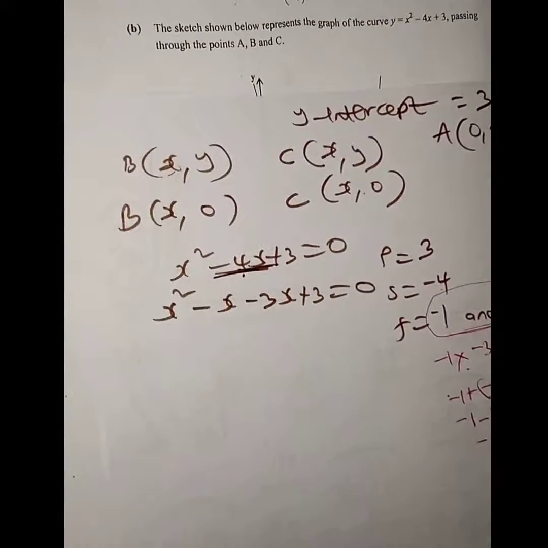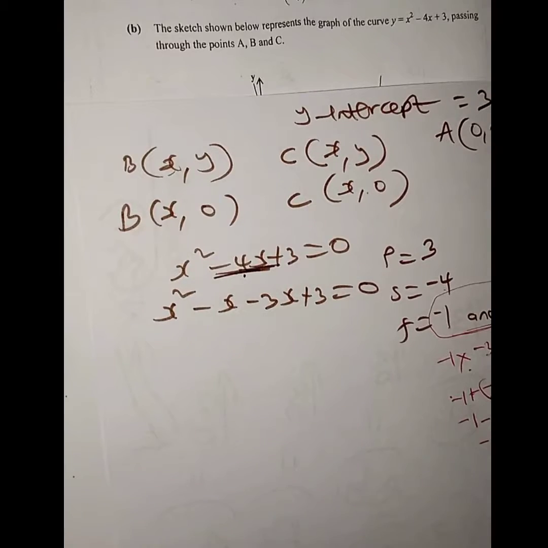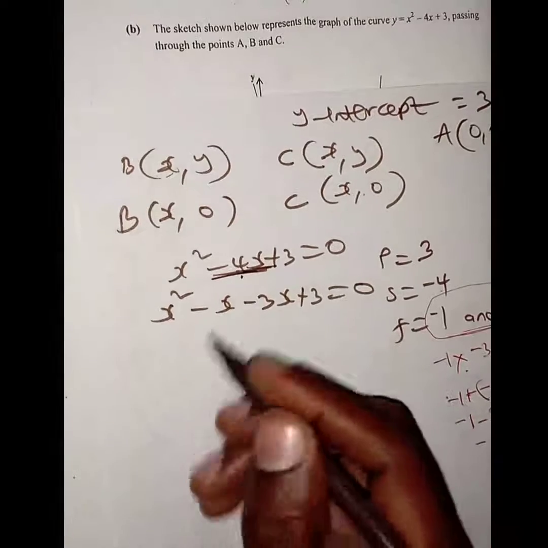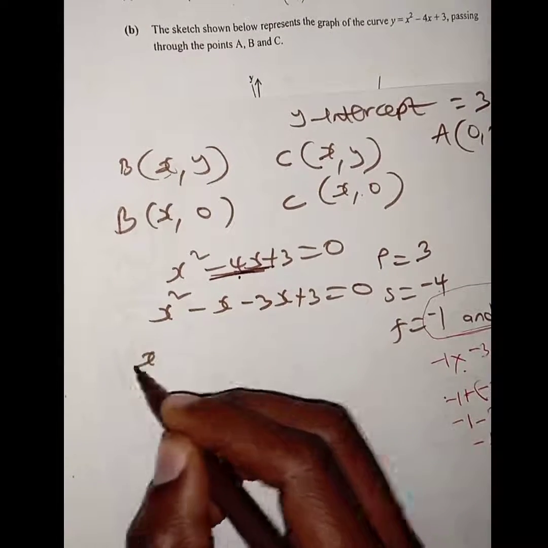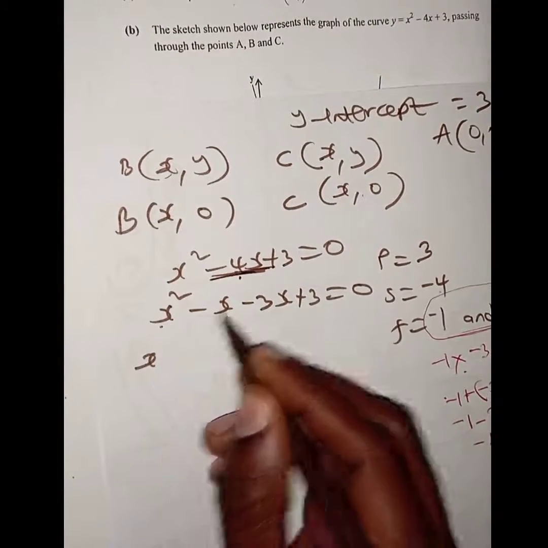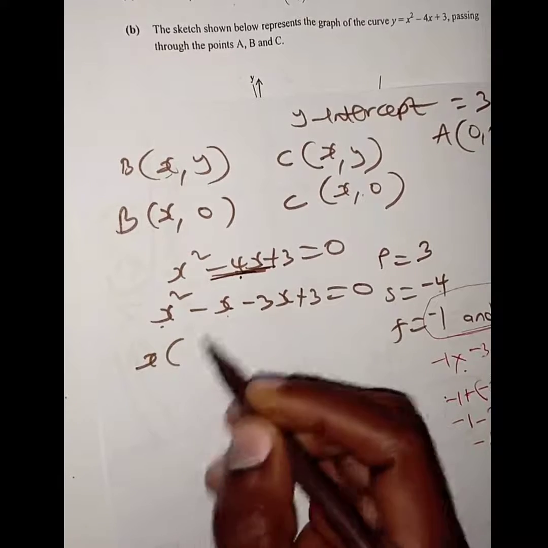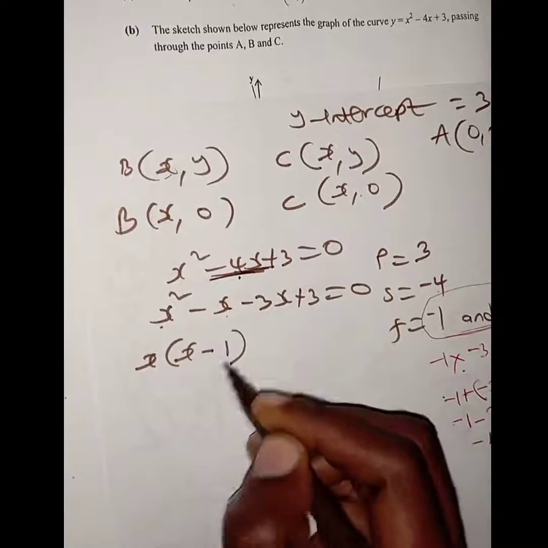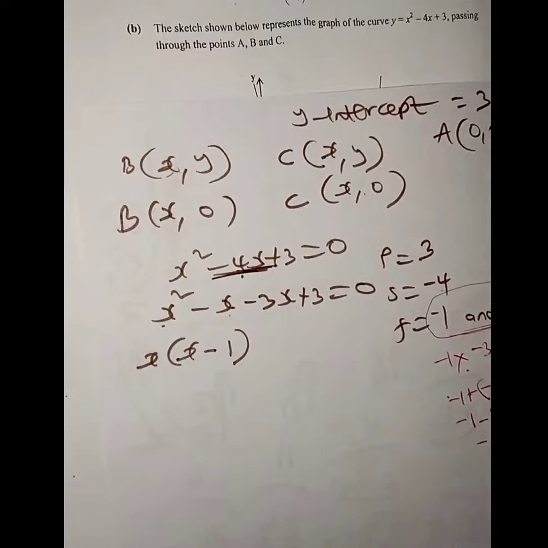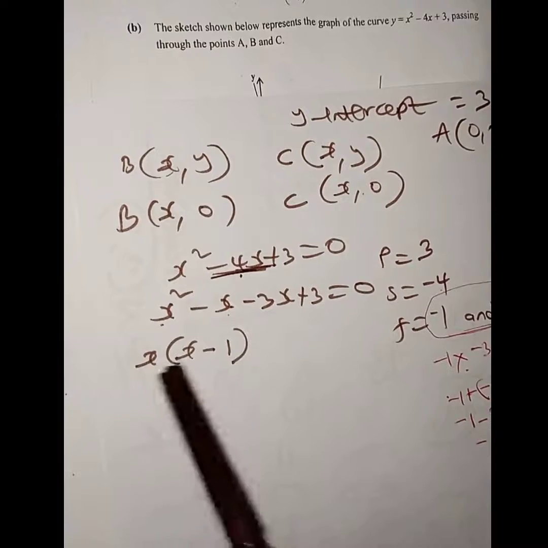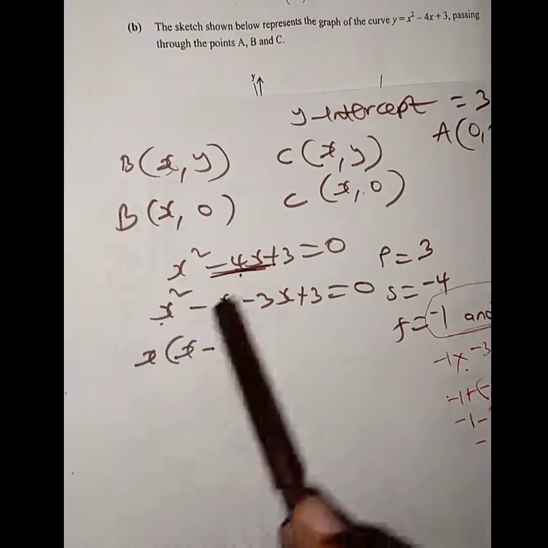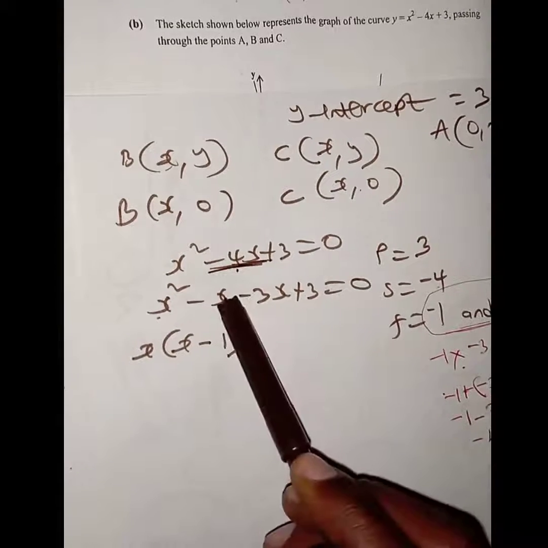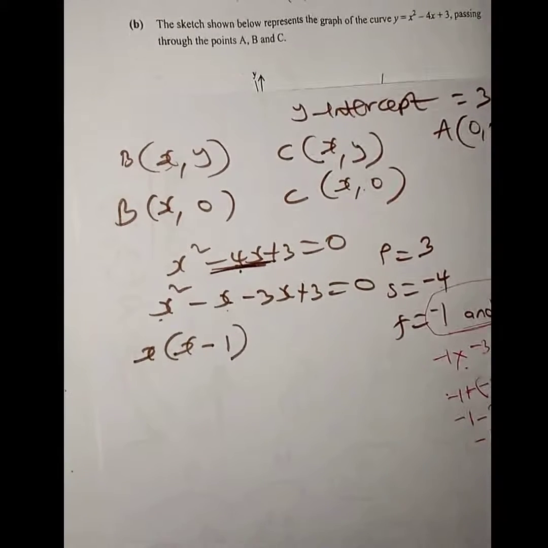You factorize, since we are using the factorization method. You factorize the first two and the last two. The first two, which one is common in these two is x. Then x will remain here, and here there will be 1. Try to multiply to see if you get back what is on top. X times x, x squared. X times -1, -x.